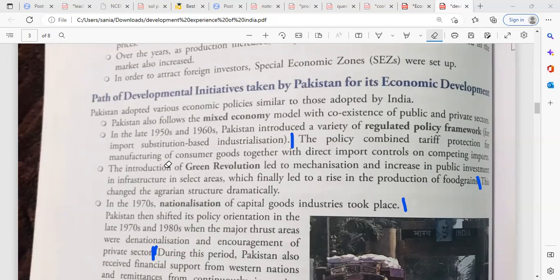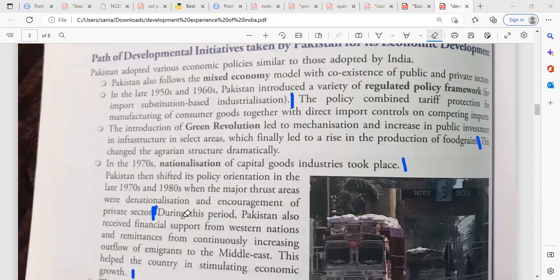Then it introduced the green revolution, because of which there was a surplus of food grains in Pakistan. Next, in 1970, nationalization of the capital goods industry took place, meaning whatever goods were there came under the government. Later, in the 1970s and 1980s, Pakistan shifted its policy. Pakistan realized that this policy does not work, so they shifted from nationalization to denationalization and encouraged the private sector.